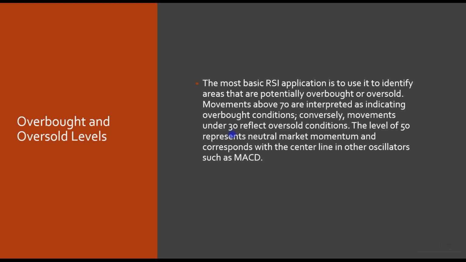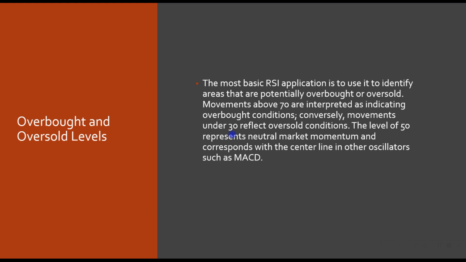Now, the most basic RSI application is to use it to identify areas that are potentially overbought and oversold. Movements above 70 are interpreted as indicating overbought conditions. Conversely, movements under 30 are oversold conditions. The level of 50 represents neutral market momentum and corresponds with the center line in oscillators like MACD. So that 50 line is all important because it's telling you that when it's at 50, the market's neutral.